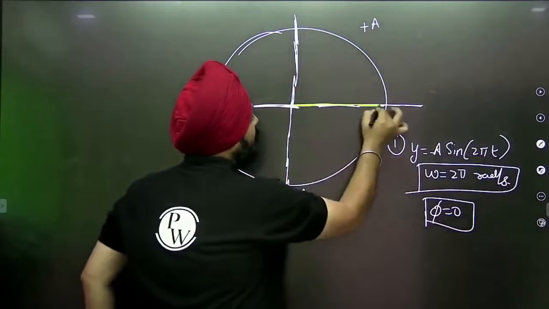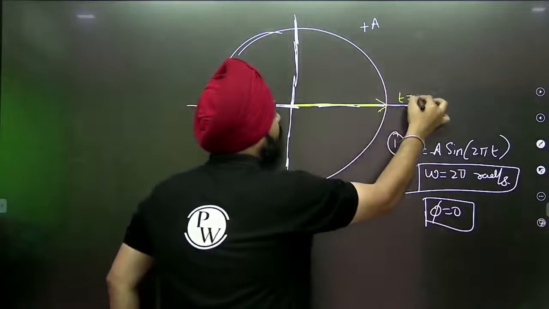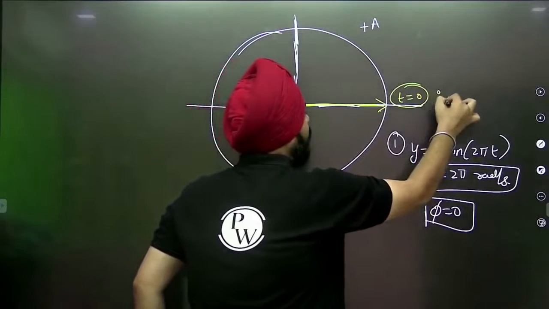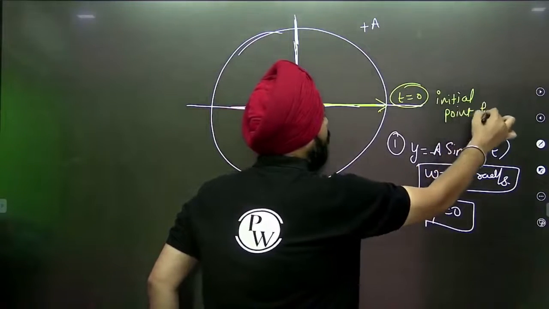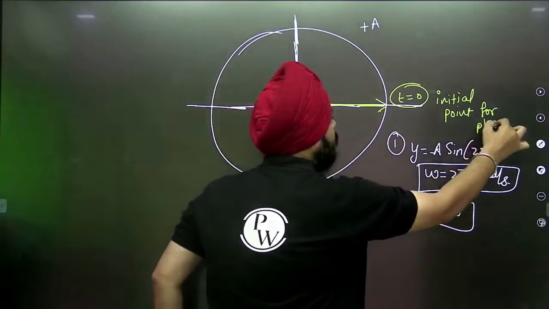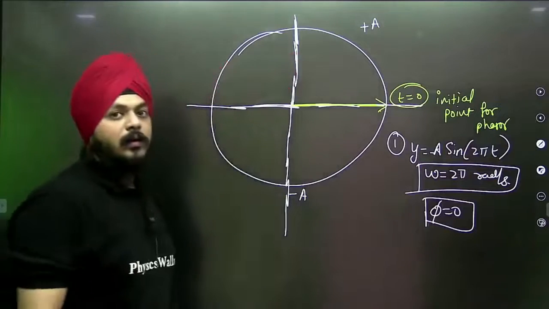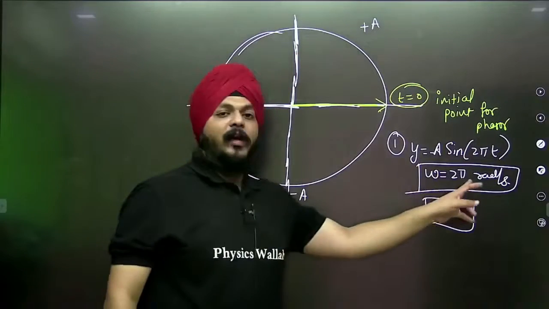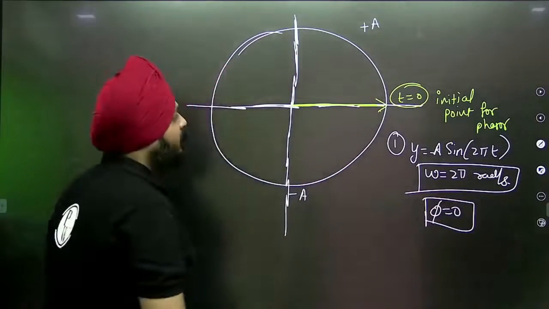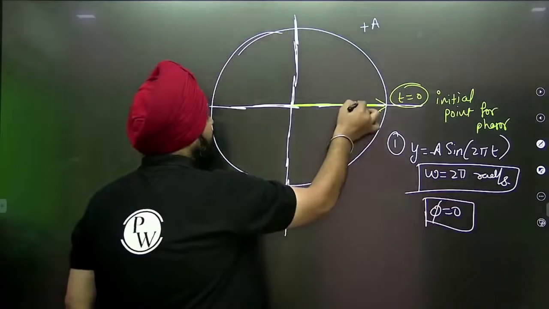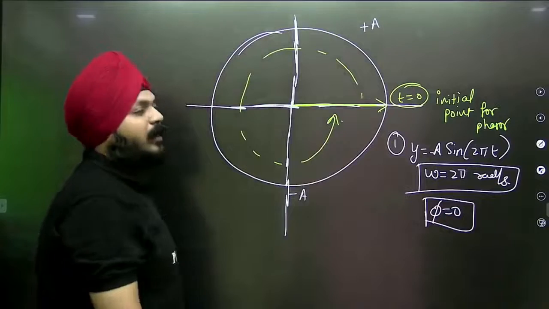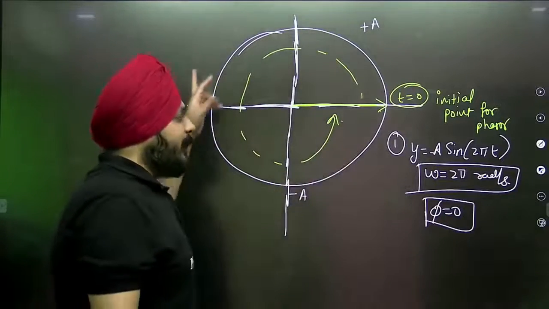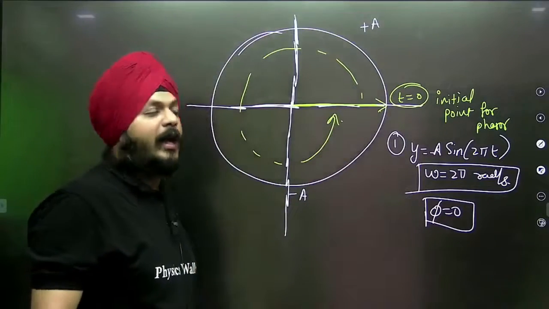The phasor starts from t is equal to 0, the initial point for the phasor. Now it is rotating with a constant angular velocity of 2 pi radian per second. So in 1 second, it completes the entire circle. In another 2 seconds, it is continuously completing the entire circle.